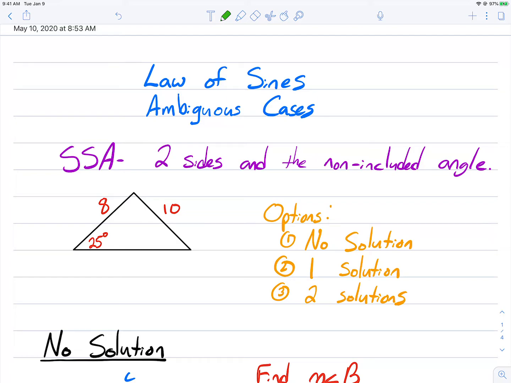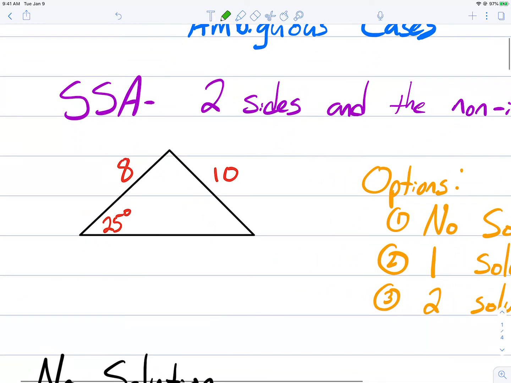So for these particular ones, we're dealing with triangles that are side-side-angle. Remember that means, from geometry, that we have two sides and the non-included angle. For instance, on this triangle, we have these two sides here, and this angle is not in between those two sides. So when we come across a triangle like this, there might be other answers.